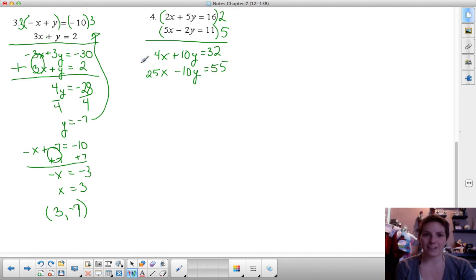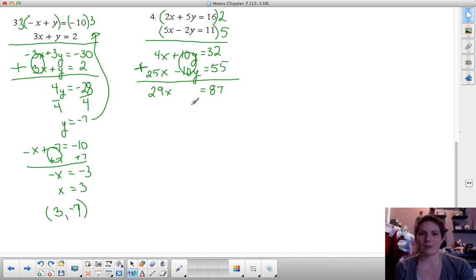I have my additive inverses, so I can add my two equations together. There's my elimination, they add to 0. So I end up with 29x equals 87. Divide both sides by 29. X is equal to 3. You can use your calculator, but they tend to work out pretty easily.